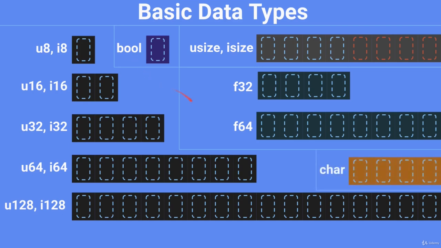The last data type that we have is the char. So a char holds a single Unicode value. An important thing that we have to remember about a char is that it is always 4 bytes in size. So if we are storing ASCII characters, for example, we might be wasting space.